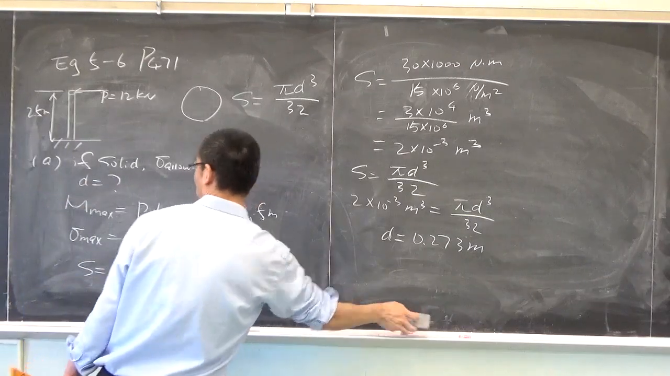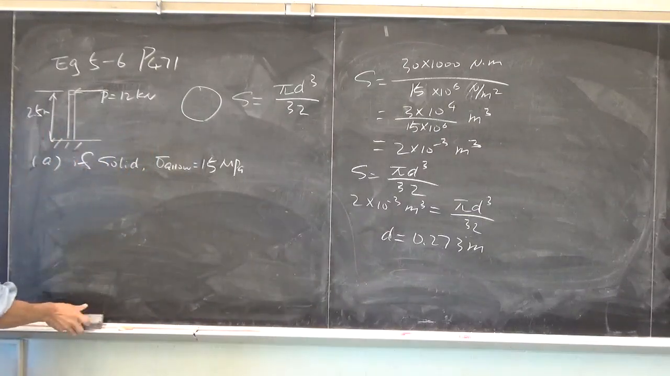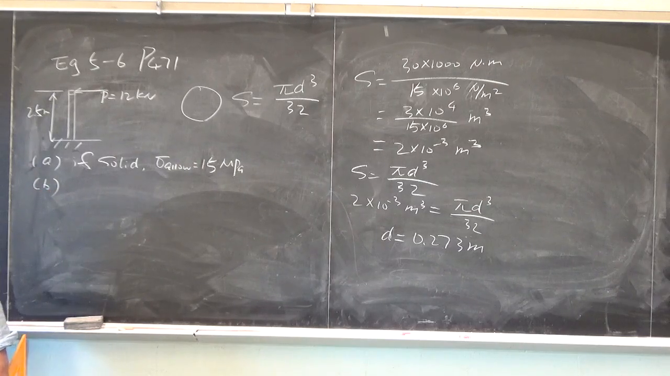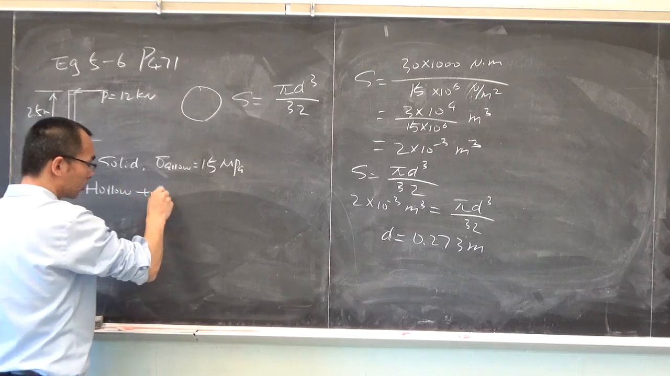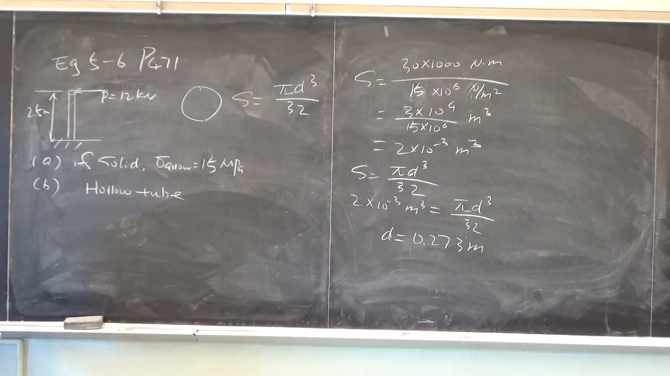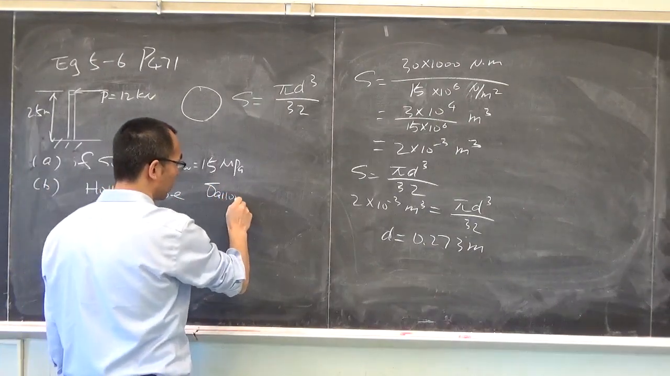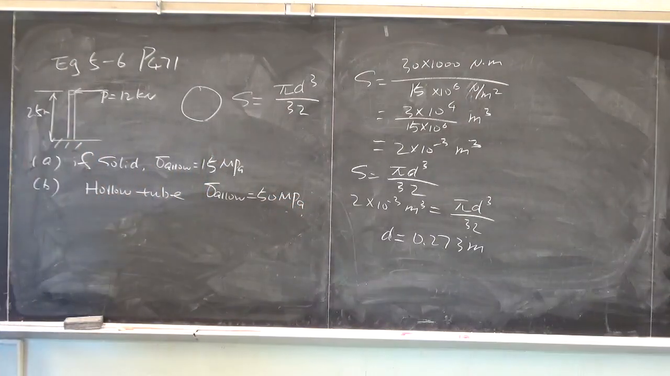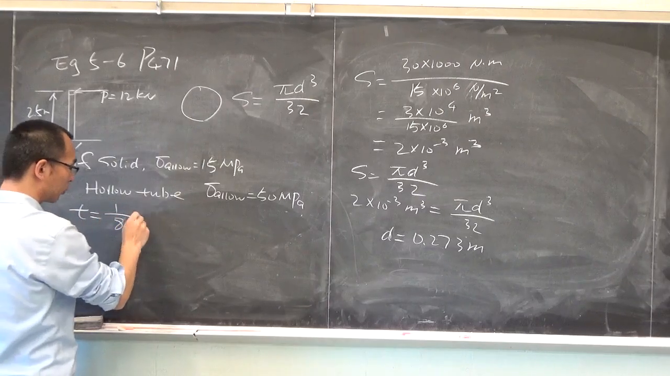Okay. There's a second question. So if the post is hollow, okay. And also the allowable stress this time is 50. Okay. Now we have 50. And also we know the thickness is one eighth of outer diameter.